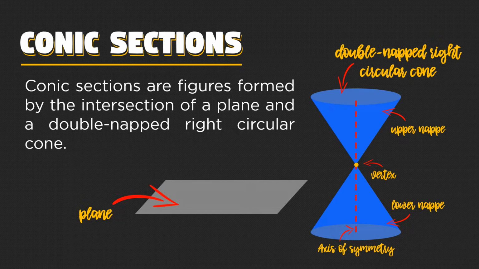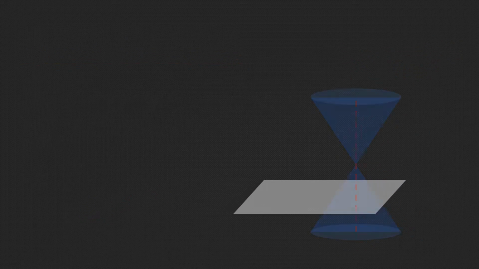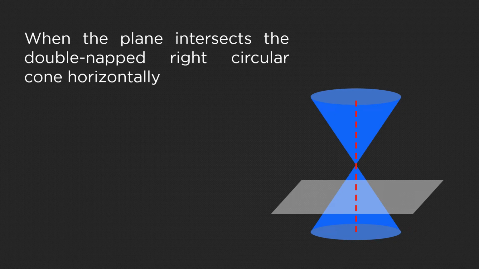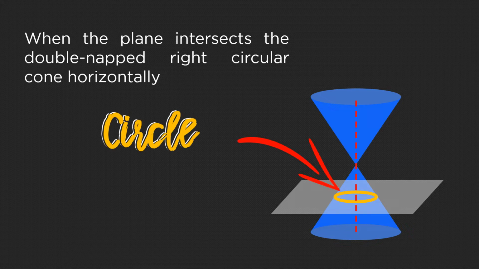So in how many ways can a plane intersect a double-napped right circular cone? Let's consider this first illustration. When the plane intersects the double-napped right circular cone horizontally, this figure is formed. This is a circle.